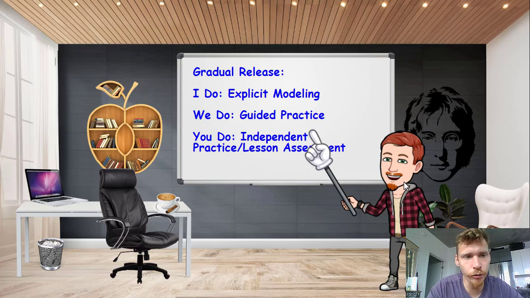And then the you do, that is the independent practice and the lesson assessment. So since students are doing this independently, that can also be a way for you to assess whether students know how to do this or they need a little bit more practice. So let's go ahead and get into the I do.